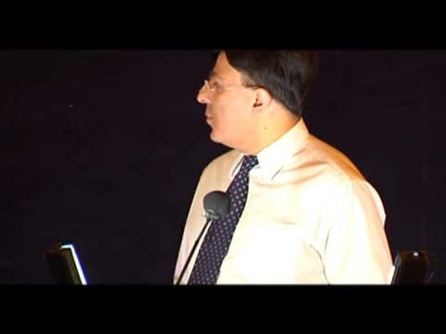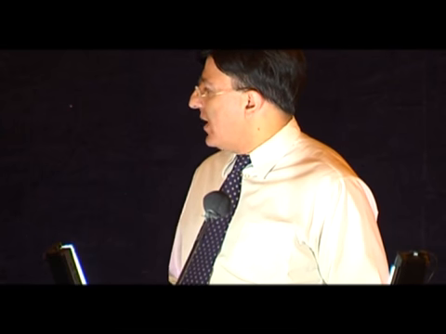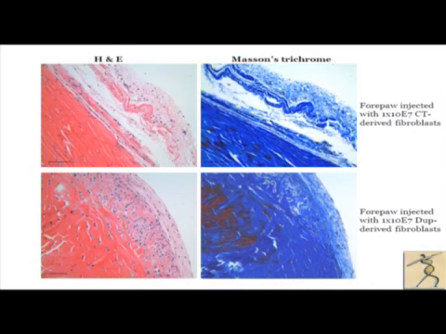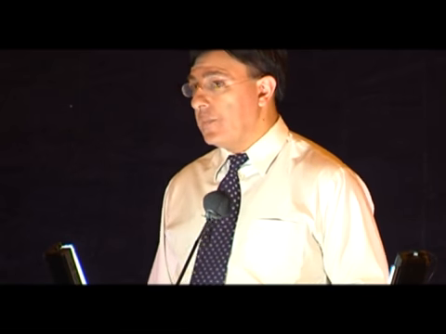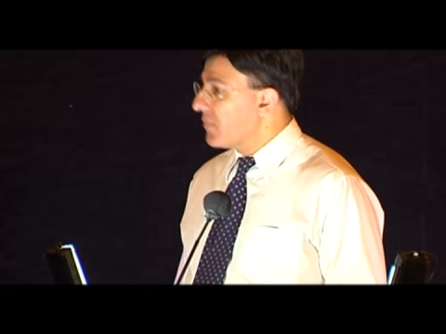The Masson's trichrome, again, showed that there was substantially denser, as you can see here by the black and by the increased thickness of collagen that presents, there was substantially denser collagen in the Dupuytren's-derived forepaws than in the carpal tunnel-derived forepaws.